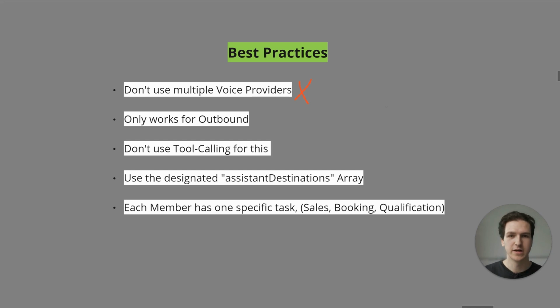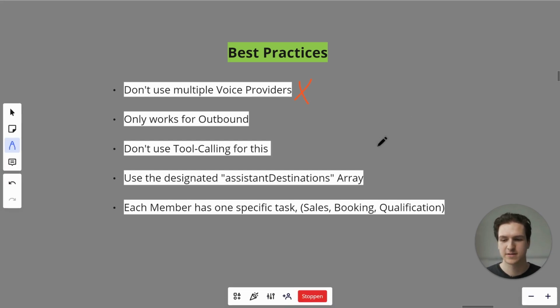Yeah, so that's obviously not how that should sound. So the next thing is that this only works for outbound currently. VAPI have said that they will be releasing this for inbound as well, but we have to wait for this. So another best practice is to not use tool calling for this. Why? Because you don't want to confuse the model.